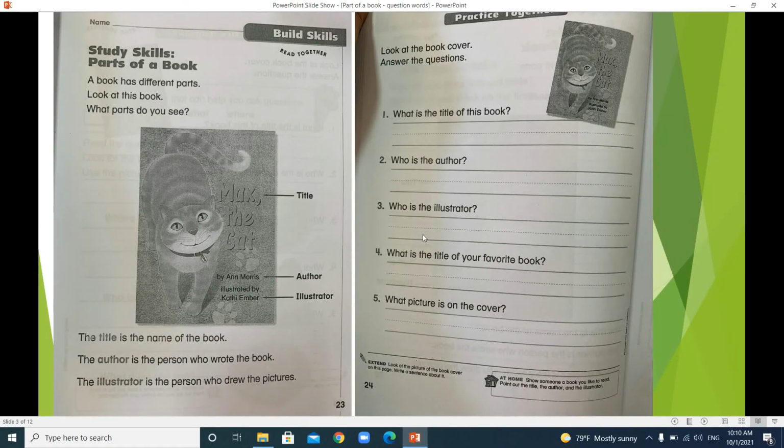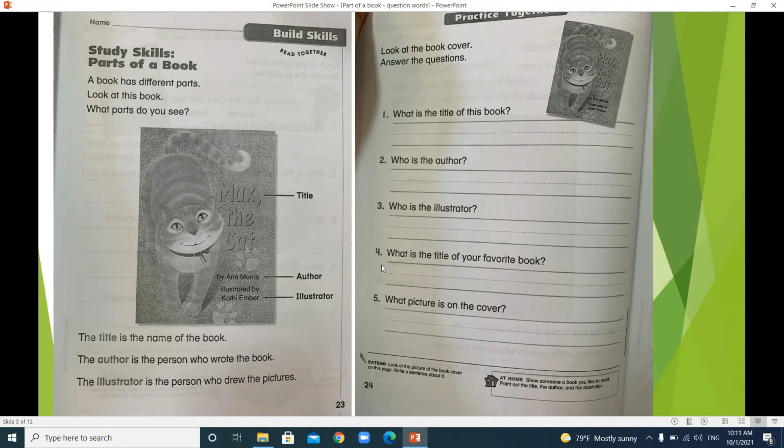Okay, so does each book have the same title? No. Does each book have the same author? No. Does each book cover have the same illustrator? No. You will go to the book cover and you will find the answers from it. Title? Look for the title. That's the name of the book. And it says by, and then it would say the name of the author. If it says illustrated by, then you'll find the name of the person who drew the pictures in the story.